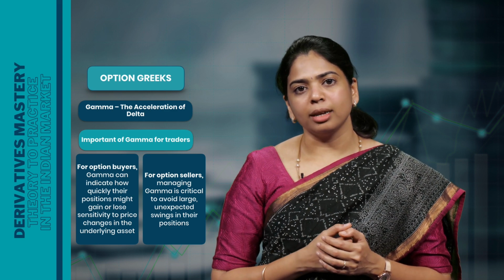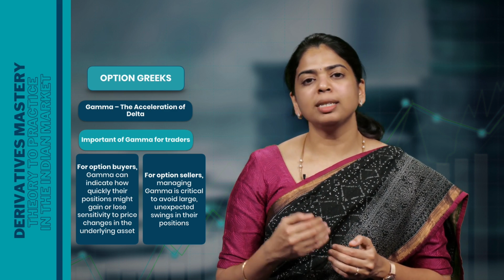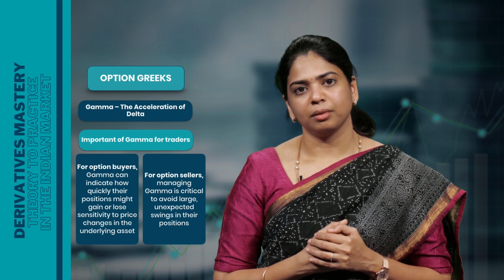In volatile markets, gamma can amplify risk because even small movements in the underlying can lead to significant changes in the delta. Let's move on to theta. Theta, also known as the time decay factor, measures the rate at which an option loses its value as time passes, assuming all other factors remain constant. As the expiration date approaches, the time value of an option diminishes, and this reduction is quantified by theta.